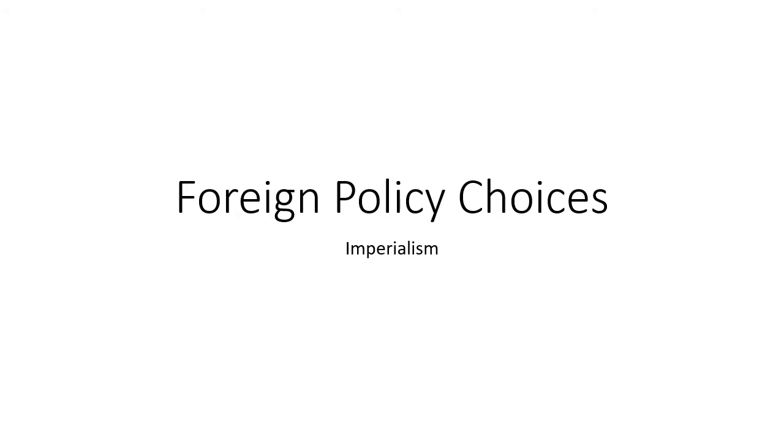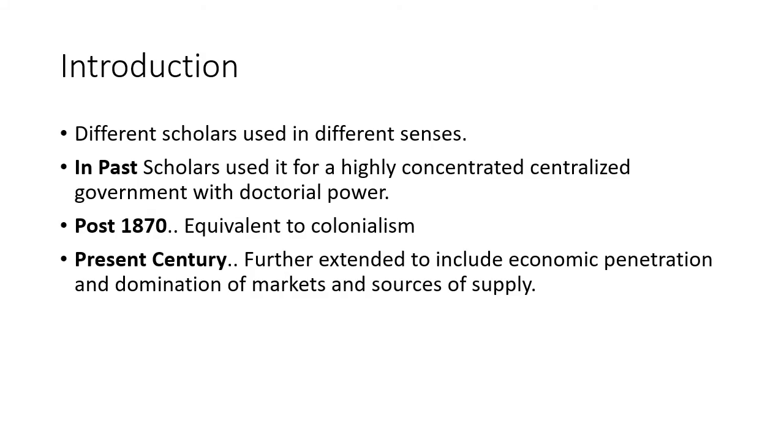Today we are going to start our discussion on the foreign policy choices, and our first topic is imperialism. Different scholars used imperialism in different senses. In the past, scholars used it for a highly concentrated, centralized government with dictatorial power. But after 1870, the term was used as an equivalent to colonialism. And in the present century, it was further extended to include economic penetration and domination of markets and sources of supply.